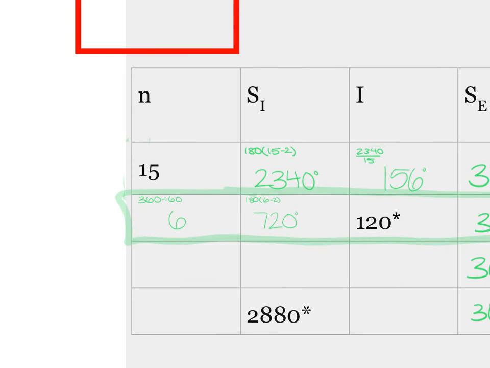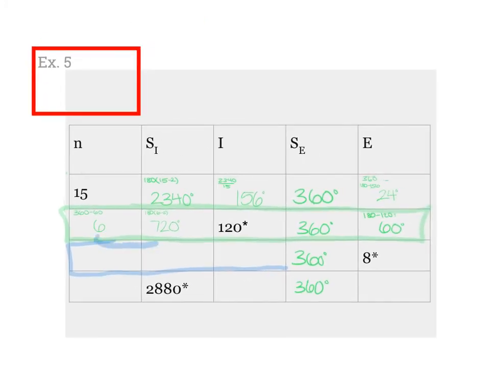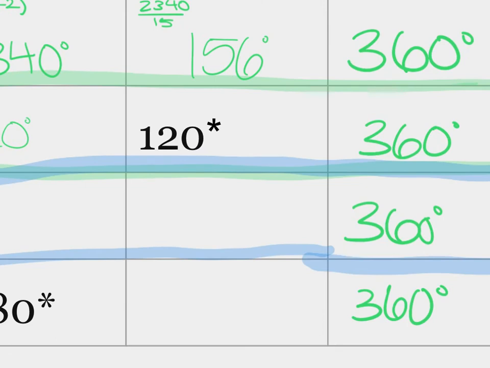Looking at that third row now, so looking at this blue one, if I know my interior angle, it's really easy to find my exterior angle by subtracting, or vice versa. If I know my exterior, rather, I can subtract to find my interior, so I get 172 degrees.